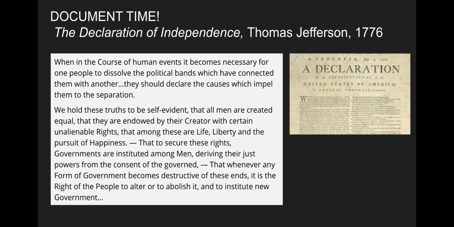These ideas are huge. They're revolutionary. They are declaring that people actually have natural rights just by being human. And while not all the people at this time are going to enjoy these rights, people are going to take these words seriously for the rest of human history and seek to have them for themselves.